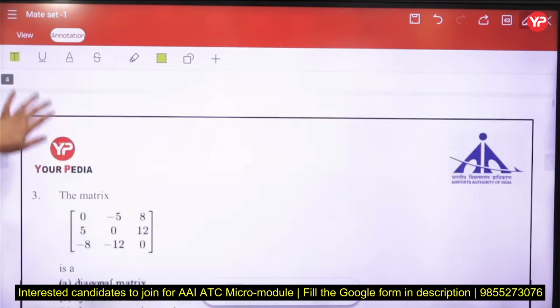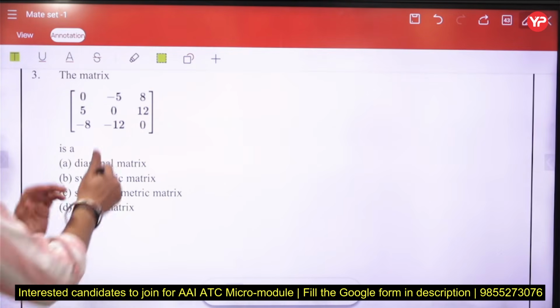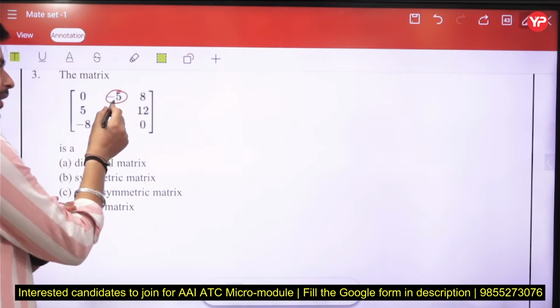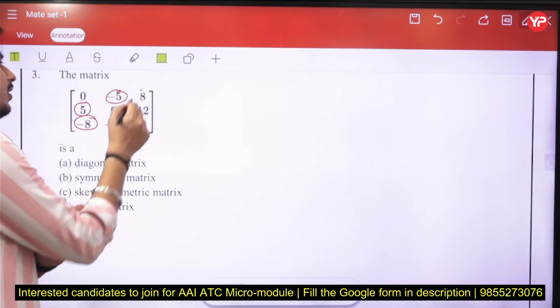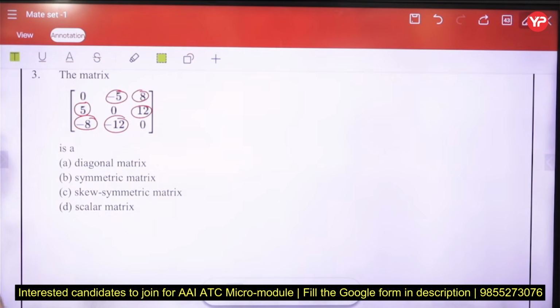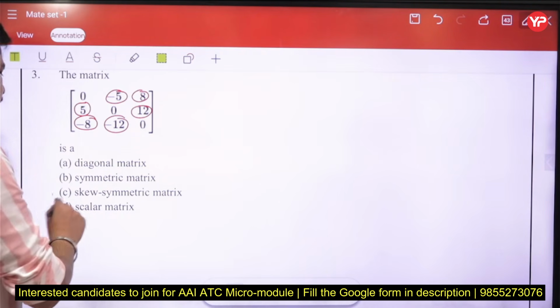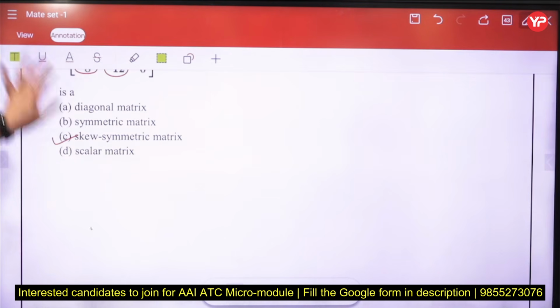Next, this is the matrix he is asking about. This element is the negative of this element, this element is the negative of this element, this element is the negative of this element, and all the diagonal elements are 0. So that satisfies the condition of a skew symmetric matrix. So the answer will be C.